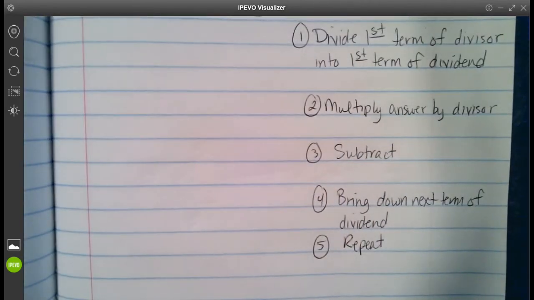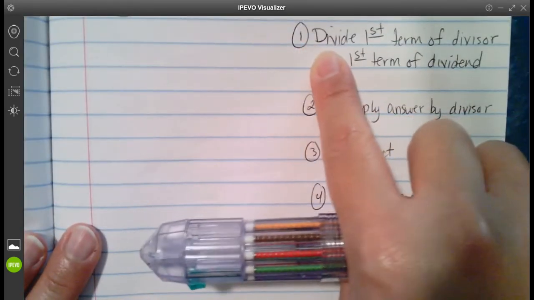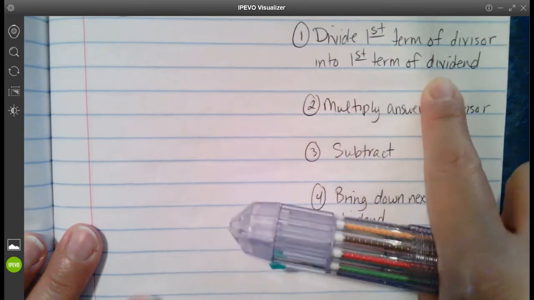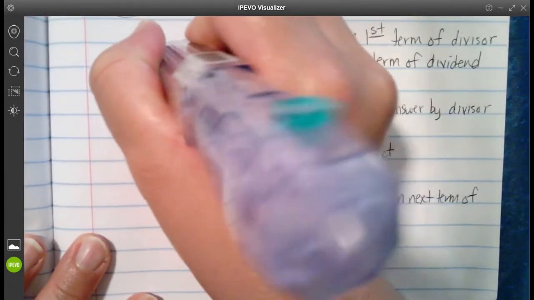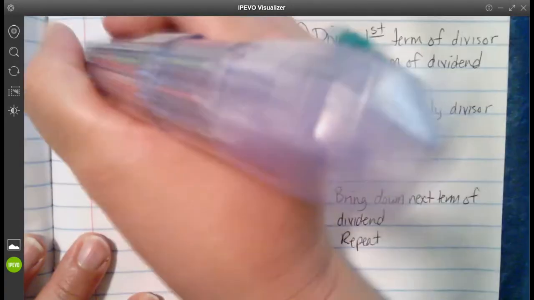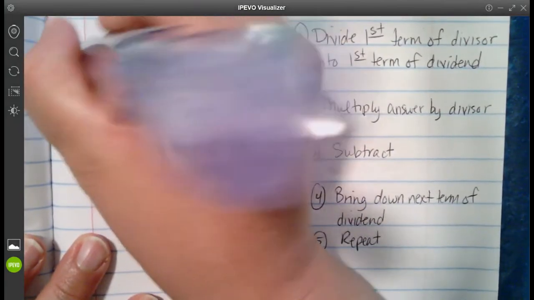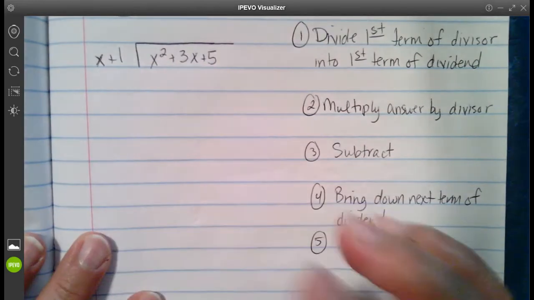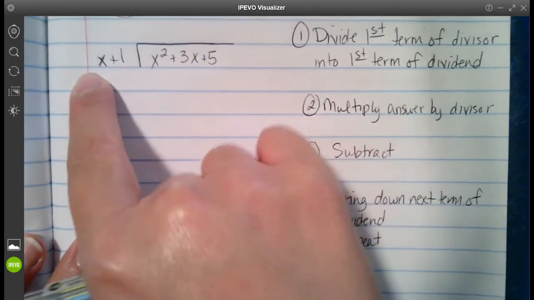I'm going to move this just a bit. There are some steps I would like you to write down because you should know how to divide, but when it comes to polynomials, it gets a little more complicated because of all the x's. So we're going to start with step number 1. We're going to divide the first term of the divisor into the first term of the dividend. In my little box, I'm going to put my dividend, x squared plus 3x plus 5, and my divisor on the outside, x plus 1. Please forgive me if I keep switching these. I have a tendency of doing that. But this is the dividend, this is the divisor.